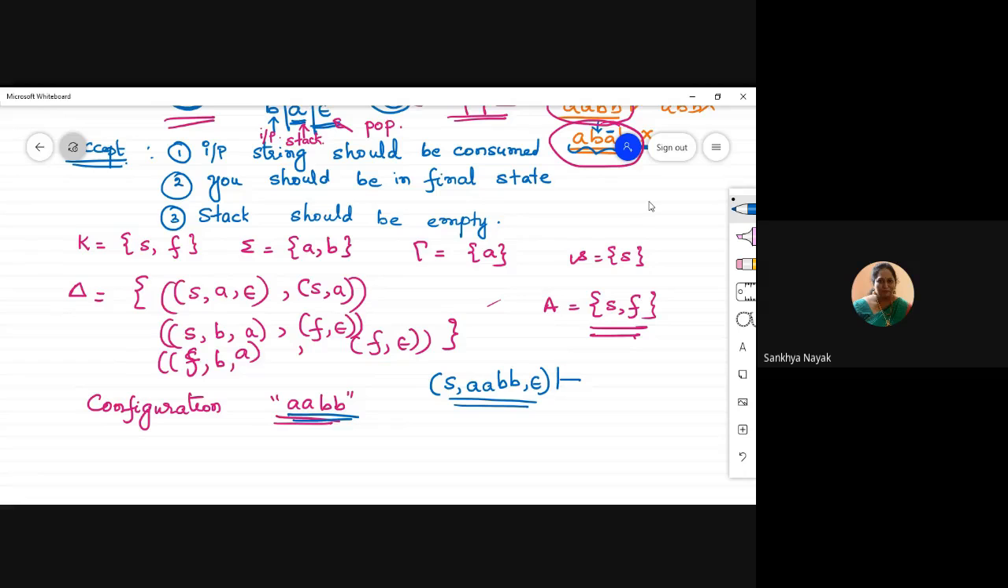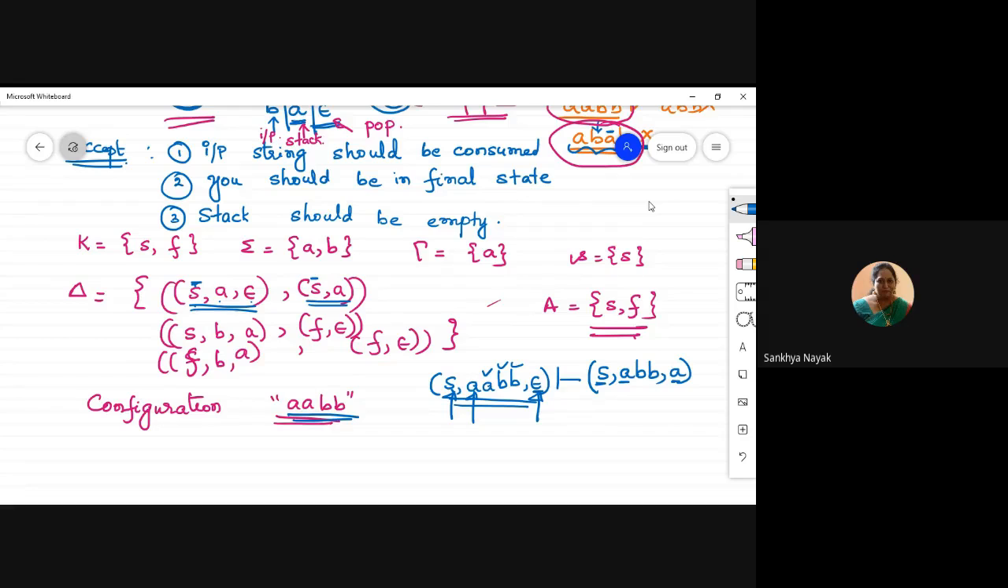Next, you see here I am in the starting state. A is the input symbol, nothing is there in the stack. Do I have a transition for this? Yes. S, A, epsilon, I said we have to push it into the stack, right? Consume the input and push it into the stack. So I will go to S itself because S to S, right? And I have consumed one input. So remaining three are there, and the stack which was empty will now have A.